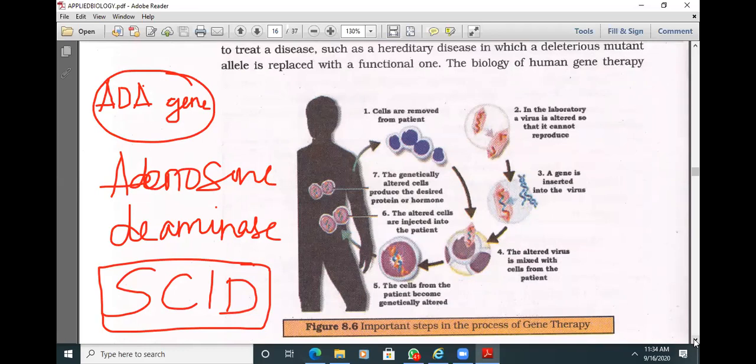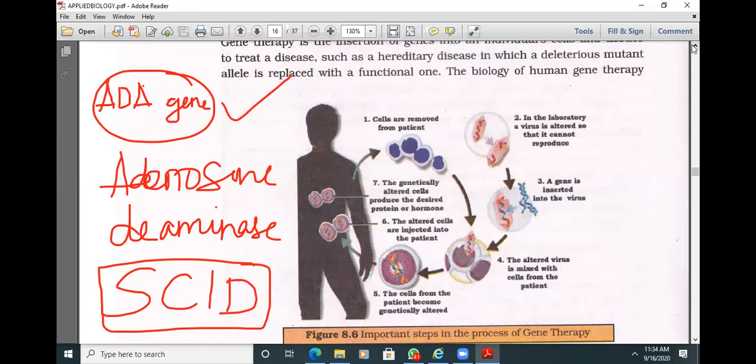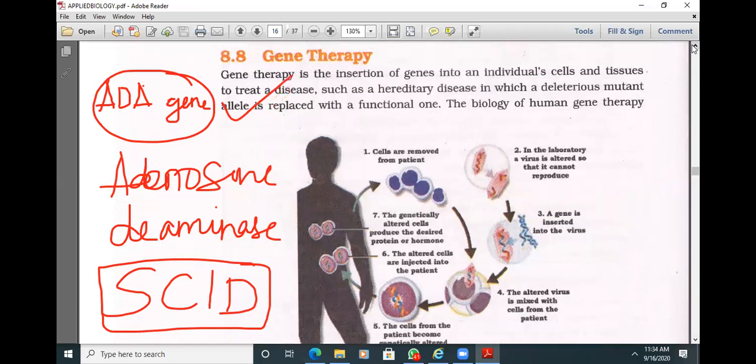So a patient is suffering with SCID, severe combined immunodeficiency syndrome. What is the problem in the patient? He is having a problem of the adenosine deaminase gene. The adenosine deaminase gene is the problem in him. Okay, so how do we treat with gene therapy? How do we do it? First of all, we'll take the patient's cells. Cells are removed from the patient.